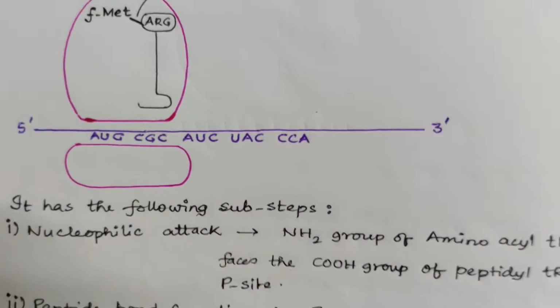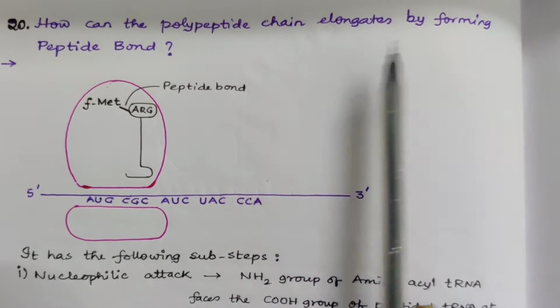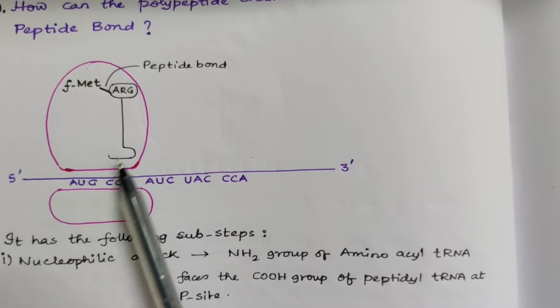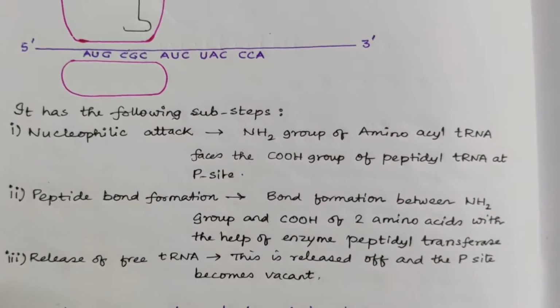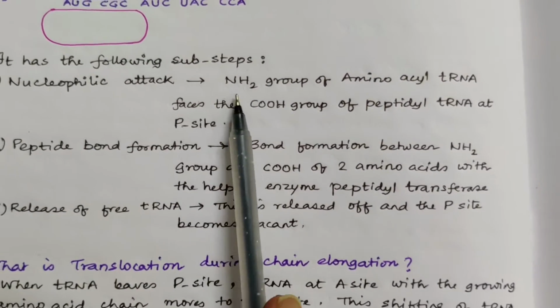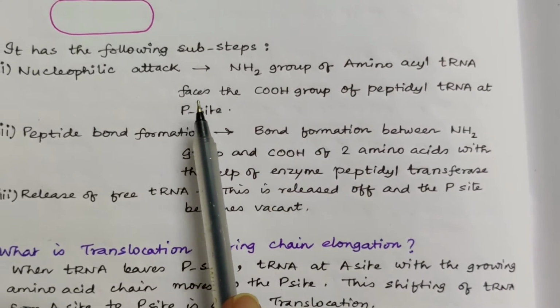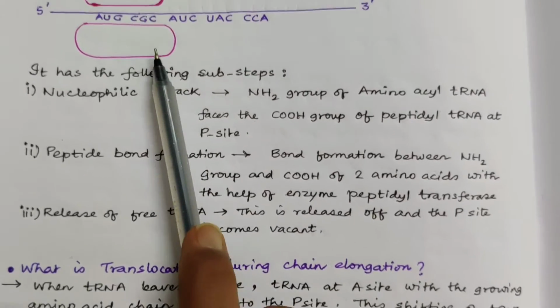Coming to the next question, again there is a figure given here. How can the polypeptide chain elongate by forming peptide bond? So this is the peptide bond. It has got the following sub-steps. First is known as nucleophilic attack, in which the amino group of aminoacyl tRNA faces the carboxyl group of peptidyl tRNA at the P site.